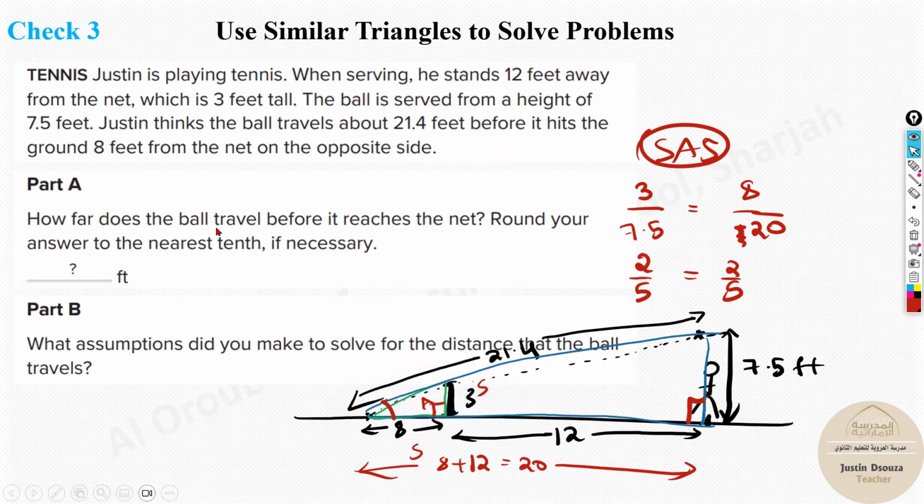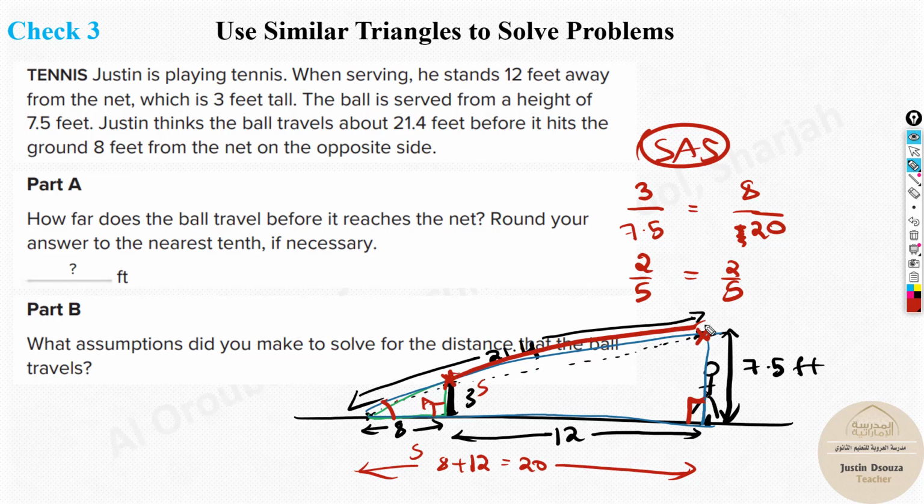How far does the ball travel before it reaches the net? Round your answer to the nearest 10th. See, now this is the question. When Justin hits the ball from here, how far does it travel to reach the net? How far is this distance? That is the question. Here, you need to understand this part.